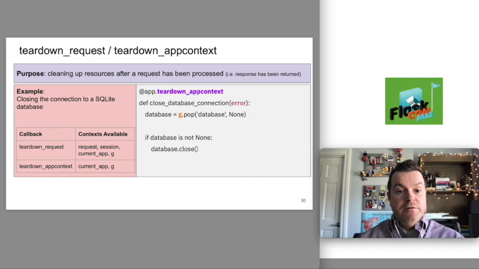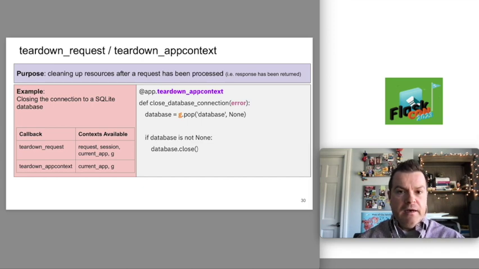All right, the last two callbacks that I want to highlight are teardown request and teardown app context. These are both used for cleaning up resources after the request has been processed. If you remember back to the sequence, these are both going to be executed after the response has already been returned through the WSGI interface into the web server, into the web browser. An example here would be if you want to close the connection to a SQLite database. You could use either teardown app context or teardown request as the decorator, and then you create your function to check if the database connection is there, and if so, close it.